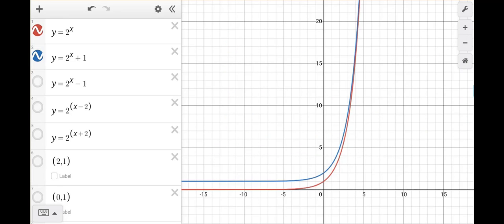Okay, so we're going to have a look at the range and the domain. We've got the red graph, which is 2 to the power of x. And then this one here is our translation of 1 unit, so this is 1 unit up. When we look at the domain for this graph, these are the x values. This hasn't changed, it's from negative infinity to positive infinity. The graph is increasing, exponential growth. This is all real numbers.